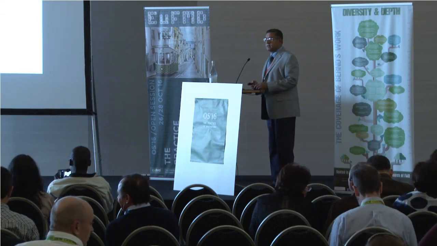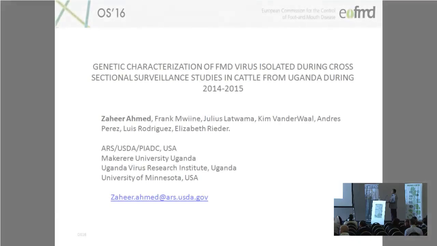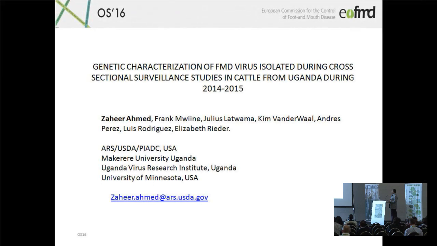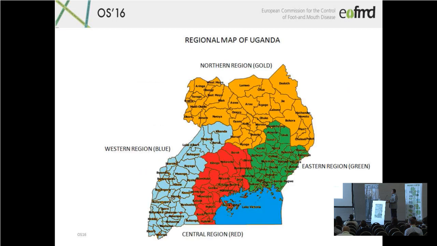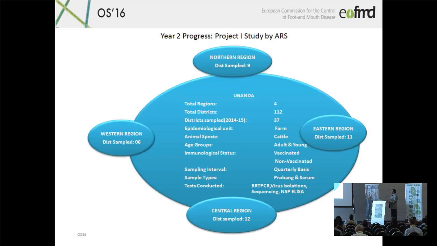So the title of the presentation is Genetic Characterization of FMD Virus Isolated during a Cross-Sectional Surveillance Study in Cattle from Uganda during 2014-16. Uganda is divided into 4 regions: North, Western, Eastern, and Central region.